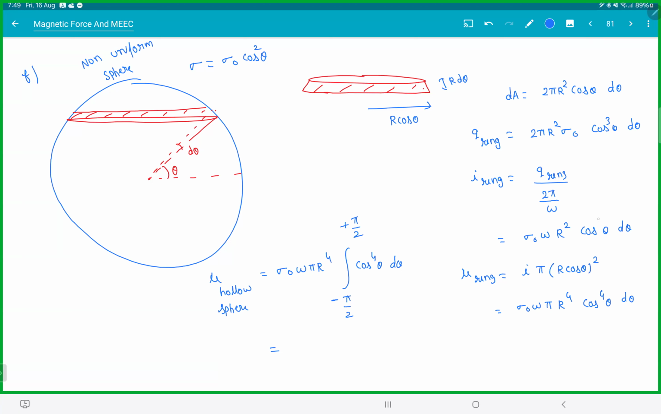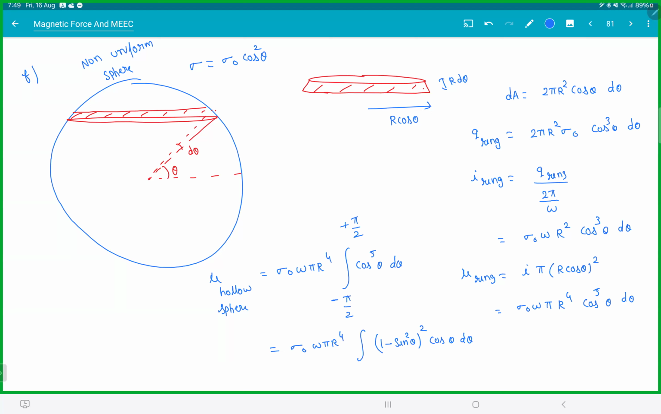Then this will be cos cube theta. This will be cos power 5. Cos power 5 is fine. So that can be written as sigma naught omega pi r power 4 integral (1 minus sin square theta) whole square into cos theta d theta.